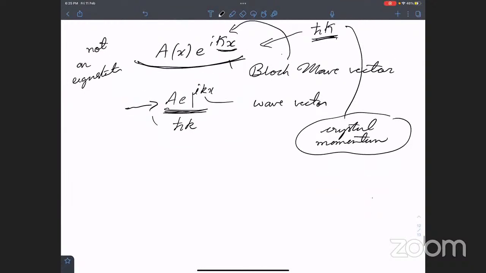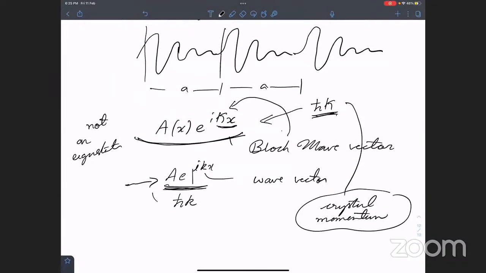Okay. So I hope I've given you the idea of why the Bloch wave function must be a solution of Schrodinger's equation in a periodic potential. We have some idea about its mathematical form. It's looking like a plane wave, but it is not a plane wave. It's an amplitude modulated plane wave. Now there are certain requirements. One requirement is that A is a periodic function of X.